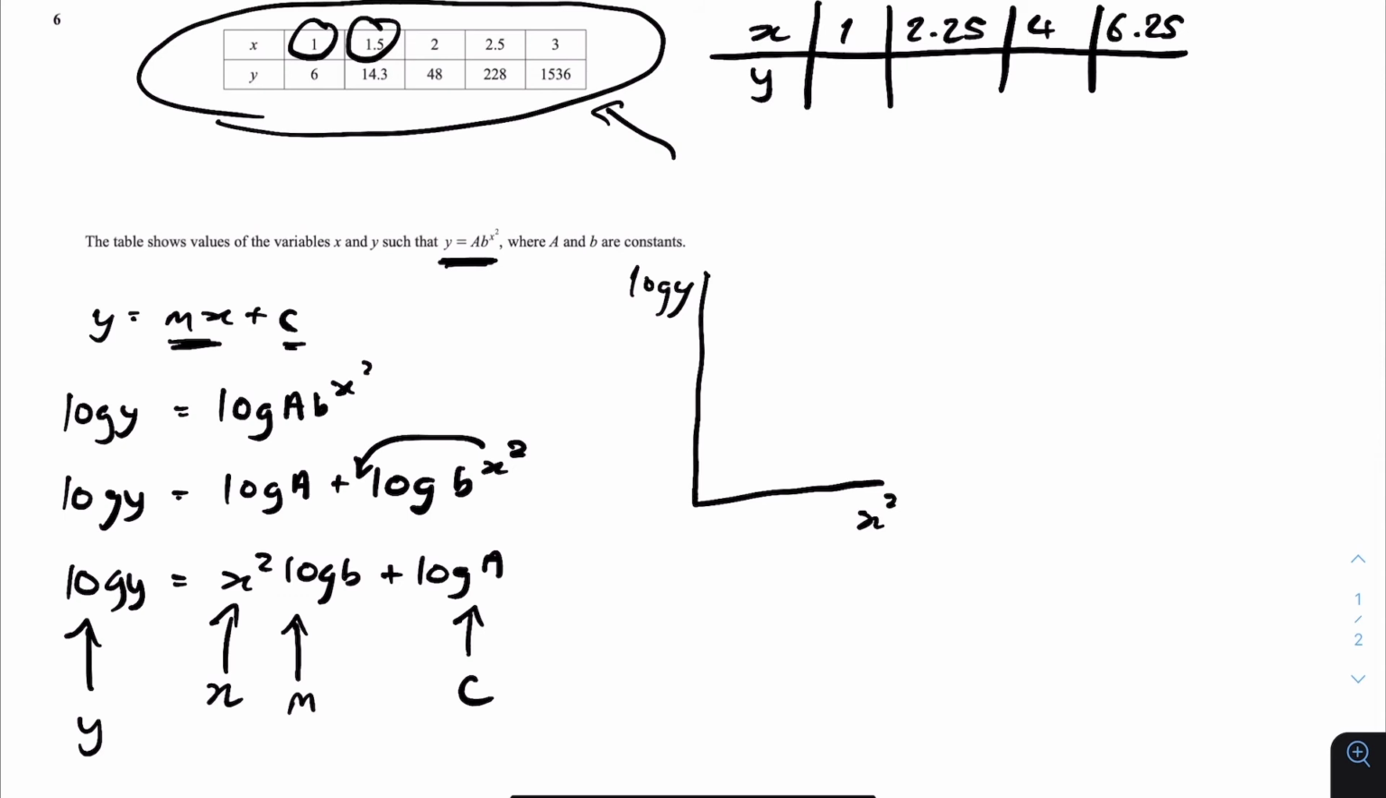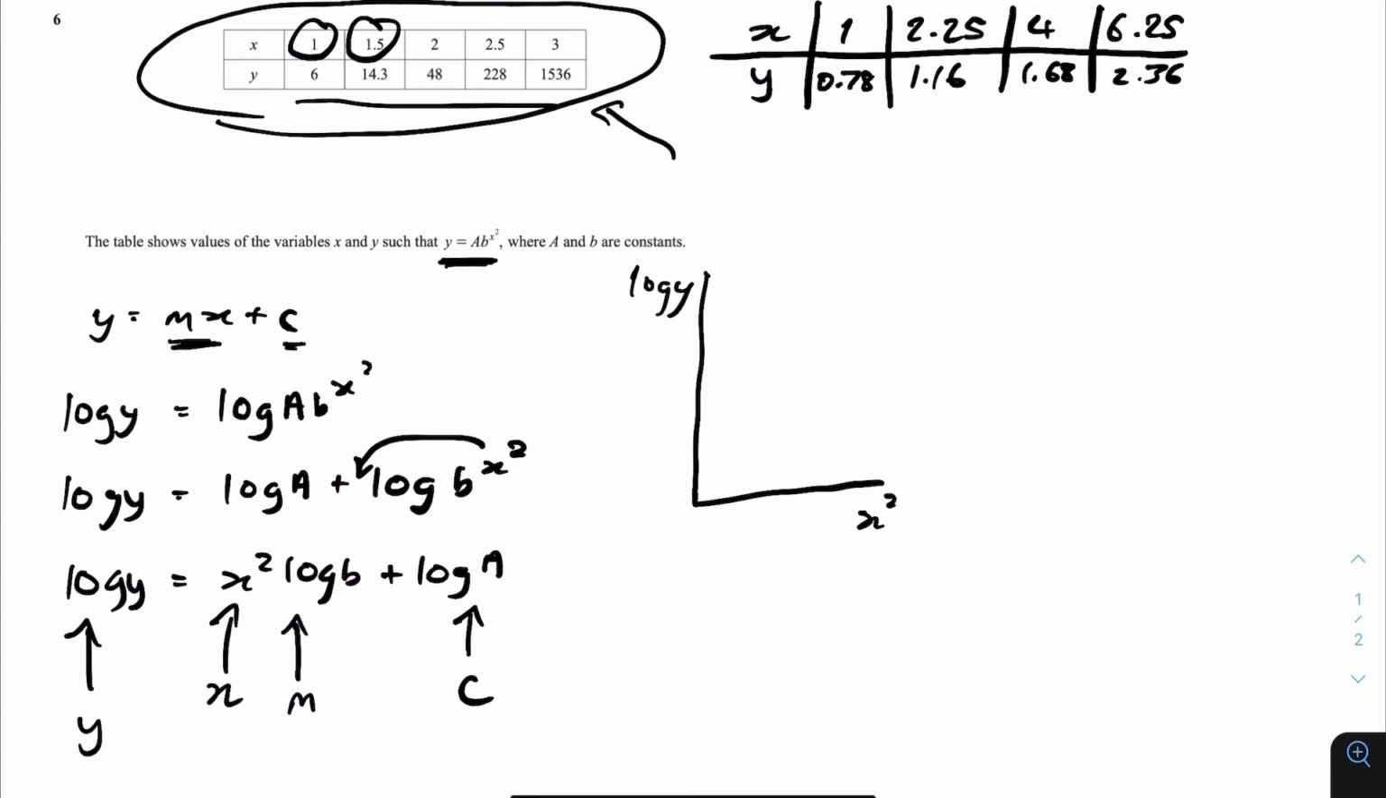And what we can do is just do log of the values here. So log 6 just gives us 0.78, to 2 decimal places. Then log 14.3 is 1.16. Log 48 is 1.68. And then log 228 is 2.36. And now we have enough coordinates that we can actually just use the gradient formula.